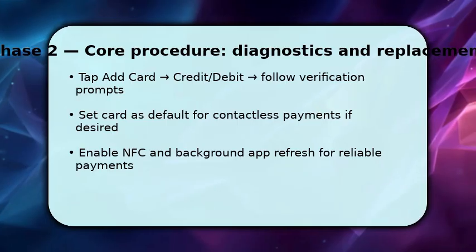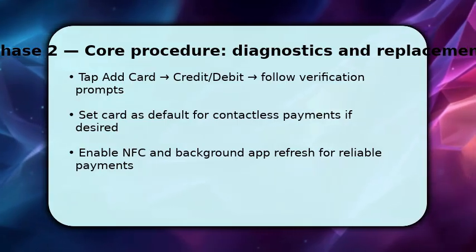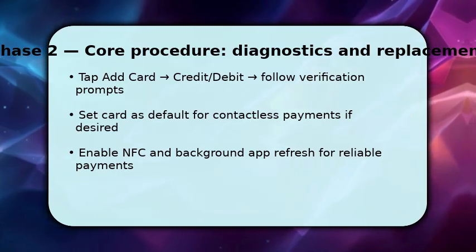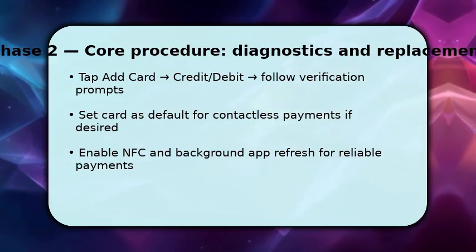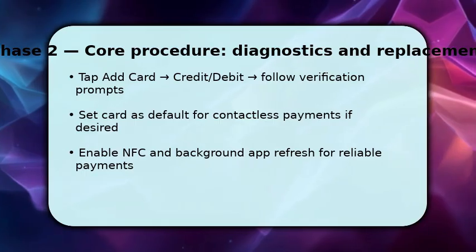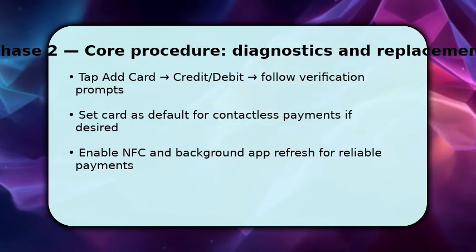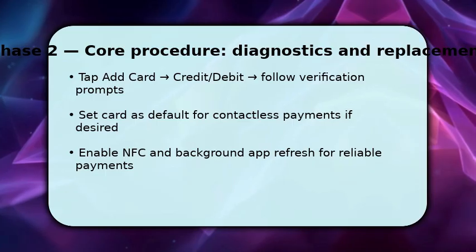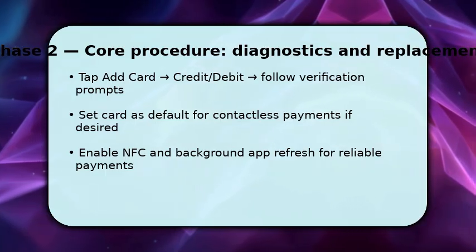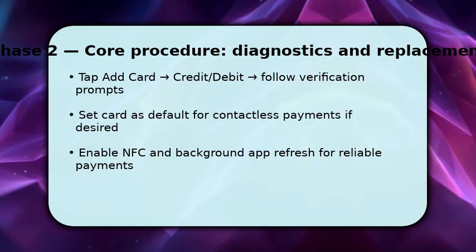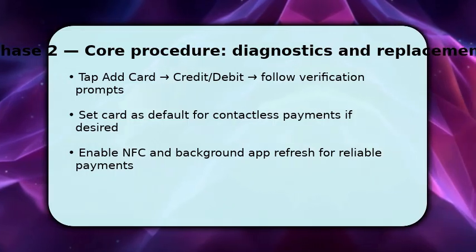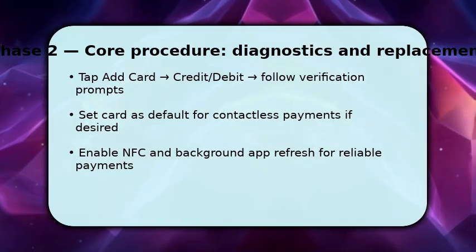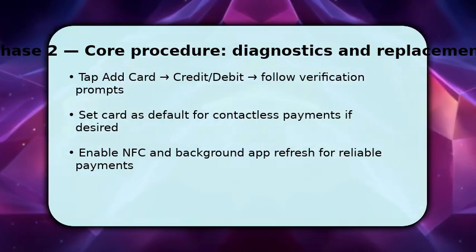Now you'll add and configure cards. Open Google Wallet, tap Add Card, choose credit or debit, and follow the bank's verification prompts. This might include a code or in-app approval. Once a card verifies, designate a default card for quick tap payments if you prefer. Make sure NFC is enabled in settings and allow background app refresh so transactions complete smoothly when the screen is off. Finally, check wallet permissions. They help the app present payment options at checkout, avoiding delays.